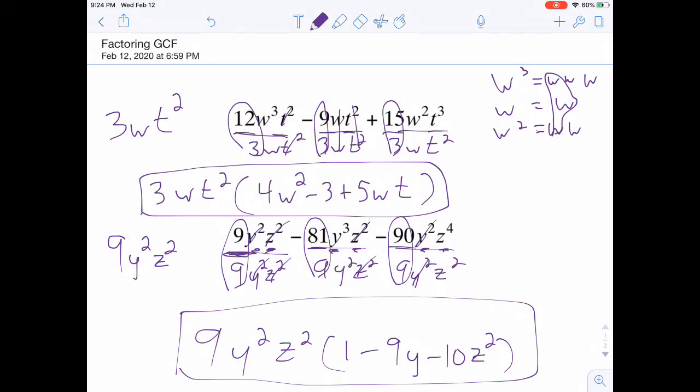Okay, so hopefully this helped you guys with taking out a GCF or factoring by GCF. It's the first type of factoring we learned.